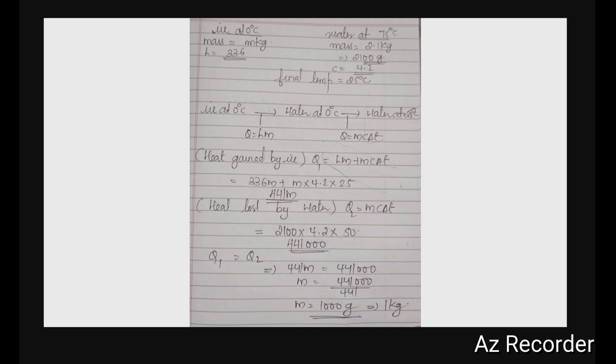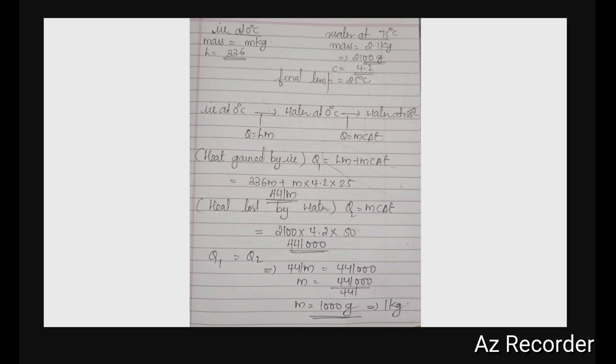Let Q2 be the amount of energy lost by water. It's already understood that water at 75 degrees Celsius gets converted to water at 25 degrees Celsius. So the delta T is 75 minus 25, which is 50 degrees Celsius, and the mass is already converted, 2100 gram, into 4.2 into 50, which is 441,000.